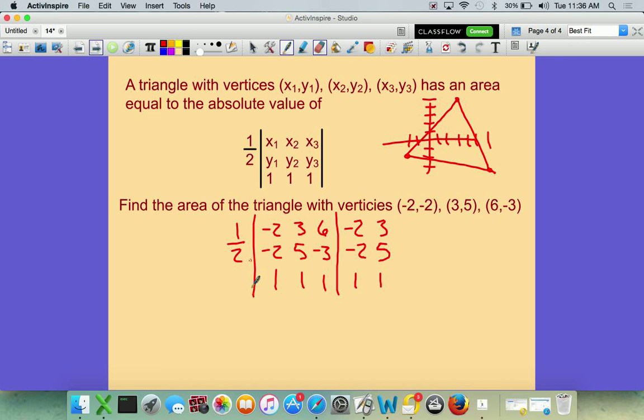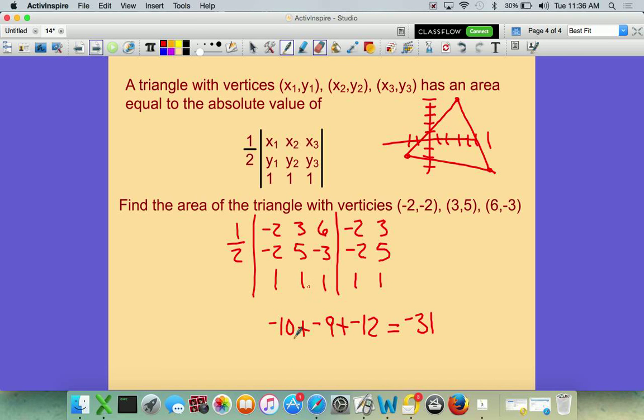Then we got to find the determinant of this part. Leave the 1/2 for later. We don't have to worry about it right now. So if we do this, we've got -10 plus -9 plus -12. So for the ones going down, we have -31.